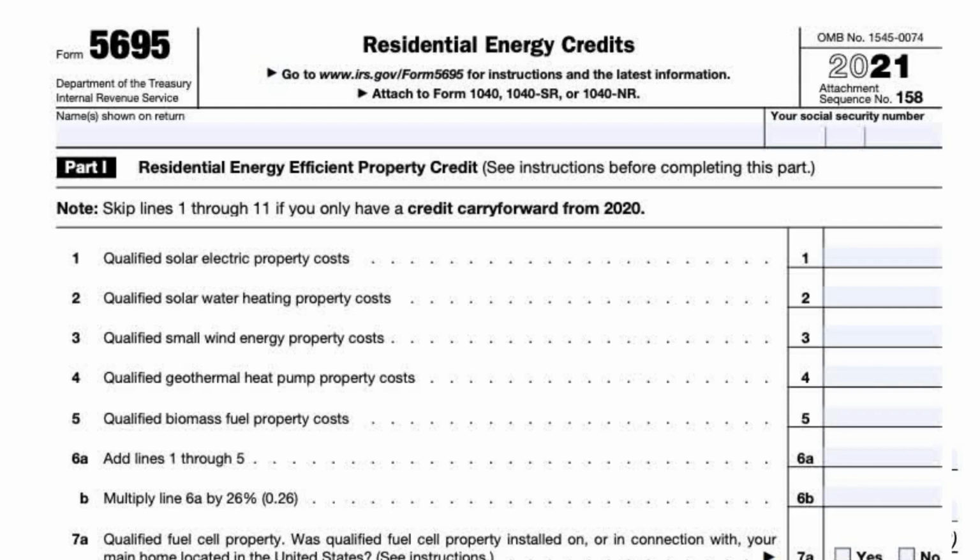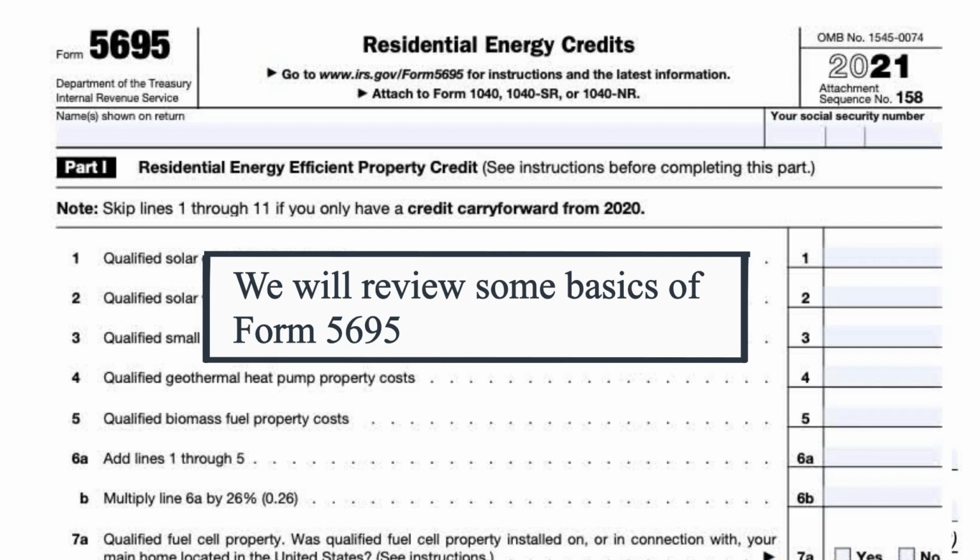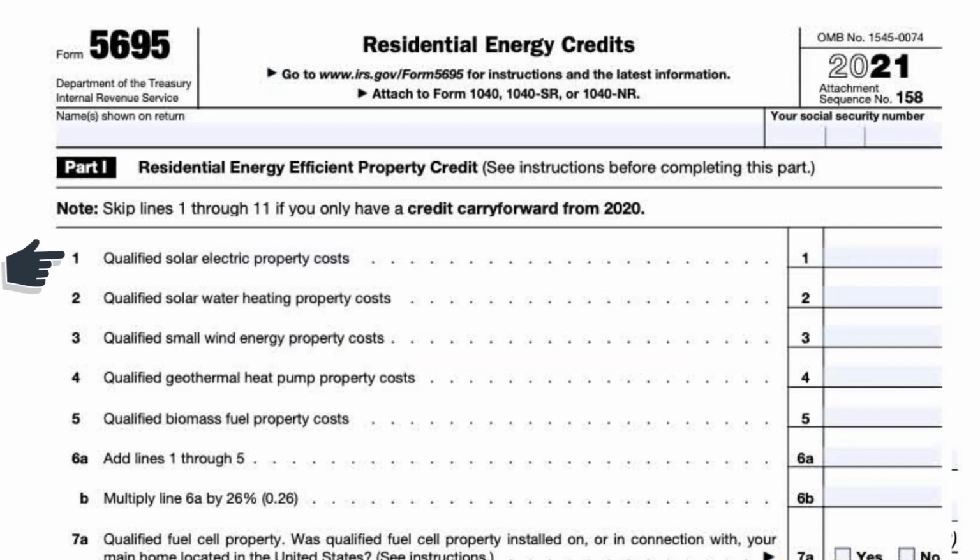Form 5695, which is a long form, needs to be completed. And so we will just go through some basics of the form here. On line 1, you would enter qualified solar electric property costs.